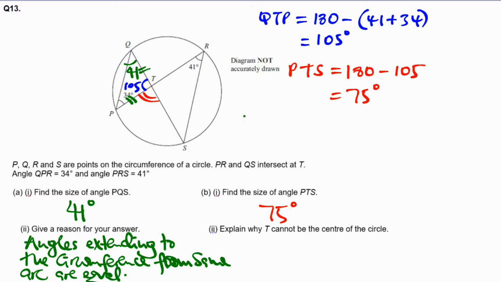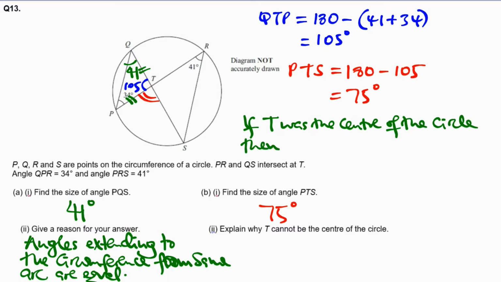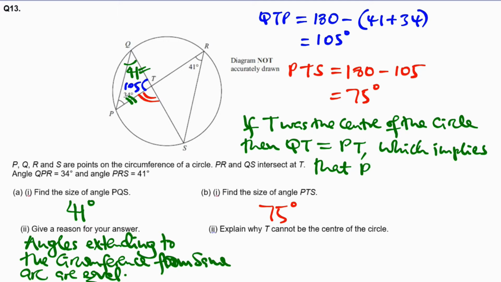Yeah? If T was the center of the circle, then QT would have been equal to PT, which implies that angle PQT would have been equal to angle QPT, which implies that angle PQT would have been equal to QPT.